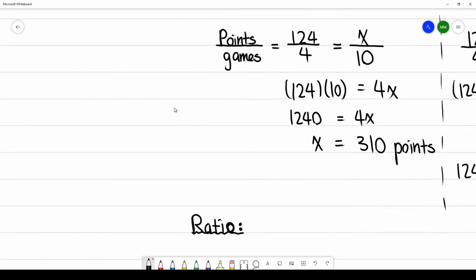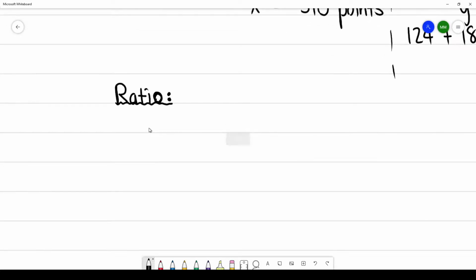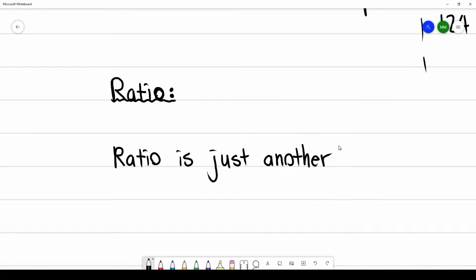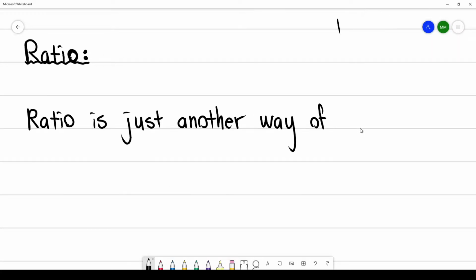And that's good. But essentially, ratios are just another way of expressing proportions. They're really, really similar. Or you can say that they are the same essentially, but just another way to say it.